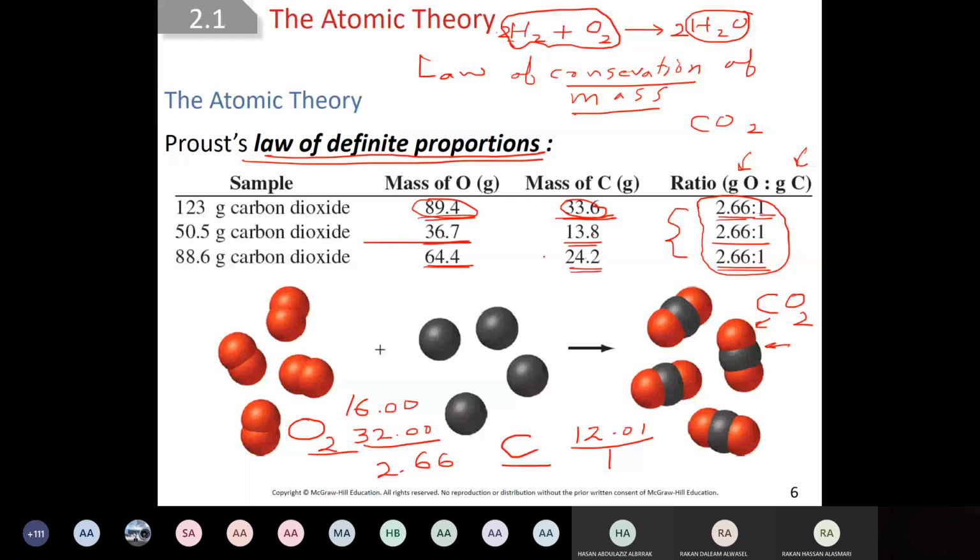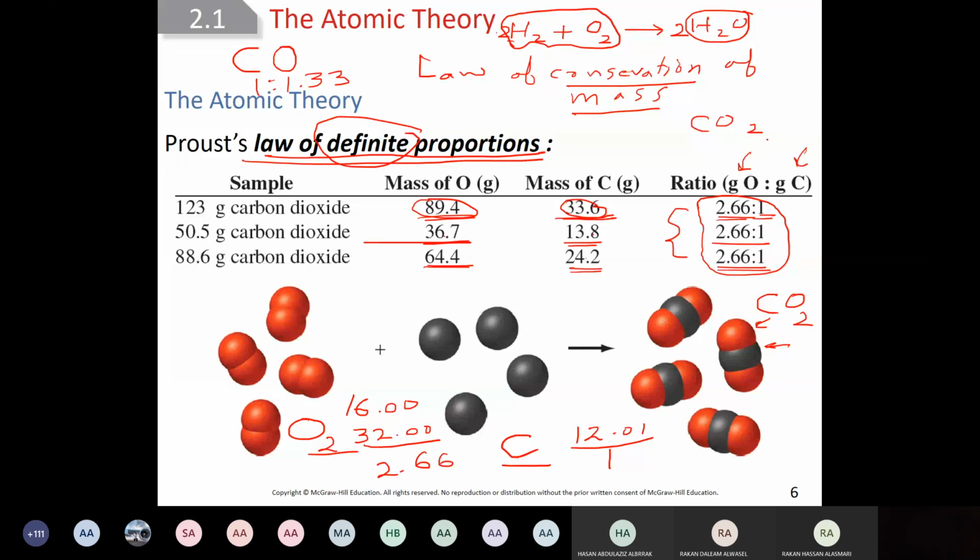Let me ask you another question. If I have this compound, CO only, is the ratio going to be 2.66 to 1? No. What is it going to be? Go ahead, do it in your calculator. 1.33. So it will be 1 to 1.33. Exactly. So if we change the compound, then we cannot apply the same ratio.